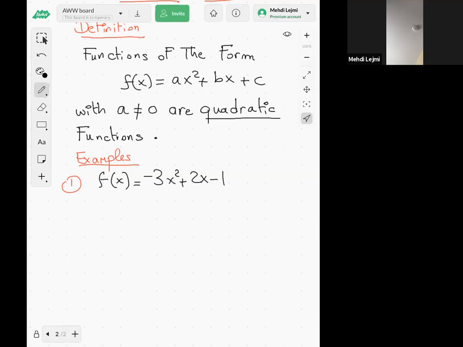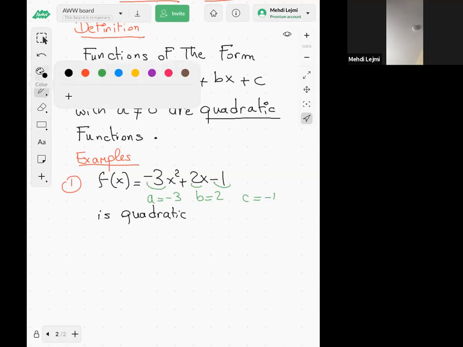Your a would be negative 3, your b would be 2, and your c would be negative 1, right? This is your a, this is your b, and here's your c. Just the numbers, right? So this function f is quadratic. This is a quadratic function. It is quadratic.